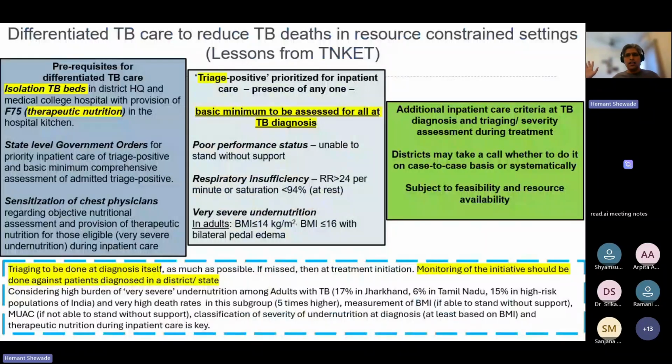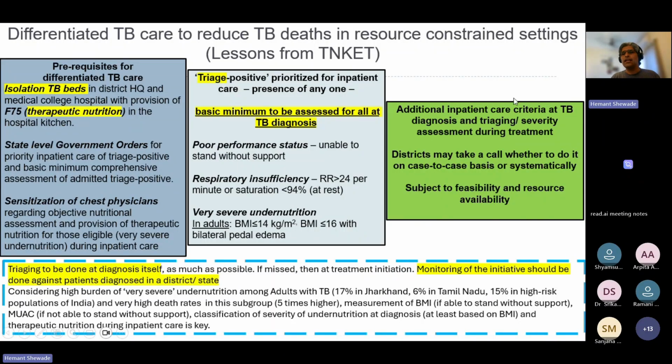So this is our learnings. On the left, prerequisites are isolation TB beds, therapeutic nutrition, state level government orders, and sensitization of chest physicians regarding objective nutritional assessment and provision of therapeutic nutrition. Keep differentiated TB care implemented based on simple triage variables as a basic minimum public health guidance to be implemented for all adults with TB.